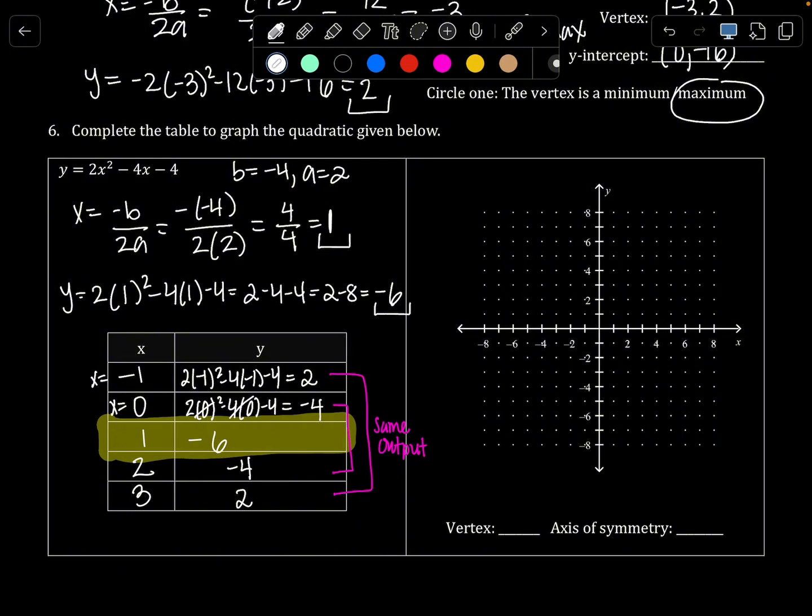1 comma negative 6. 2 comma negative 4. I want to draw my axis of symmetry as well. And then 3 comma 2. 1, 2. There you go. It's a mirror reflection, so I went 1 to the right, 1 to the left. I went 2 to the right. I'm going to go 2 to the left. And it's a smiley face. There you go.